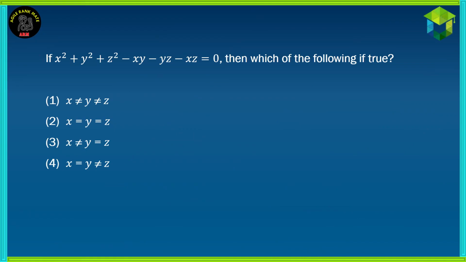First question on mathematics. If x squared plus y squared plus z squared minus xy minus yz minus xz is equal to 0, then which of the following is true? 1. X is not equal to y is not equal to z. 2. X is equal to y is equal to z. 3. X is not equal to y which is equal to z. And 4. X is equal to y which is not equal to z.